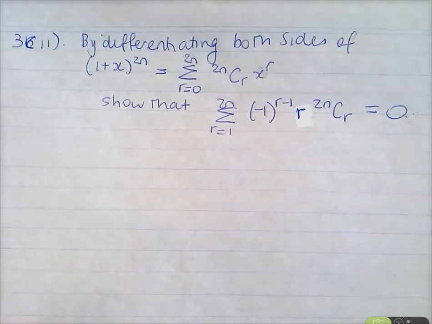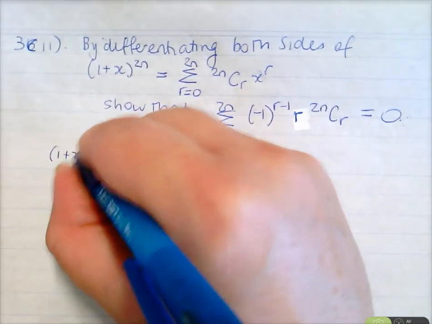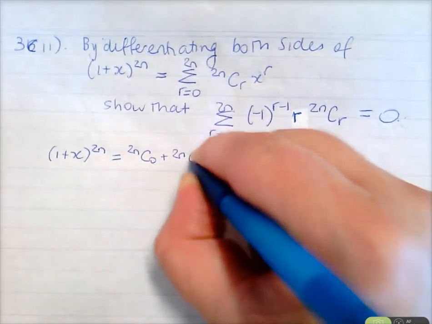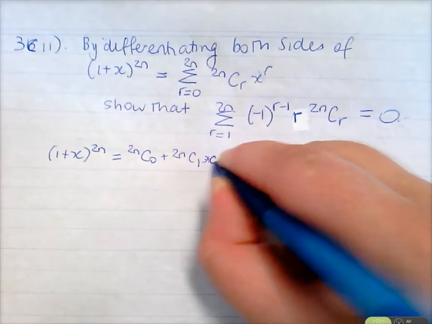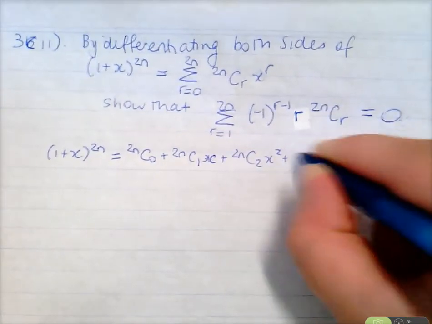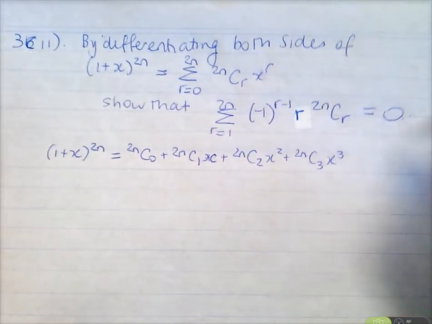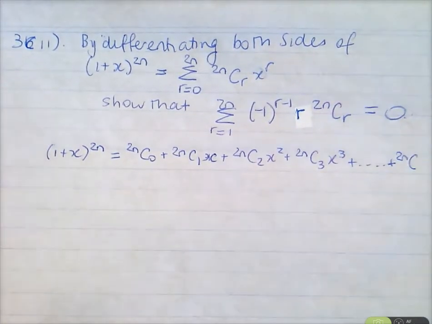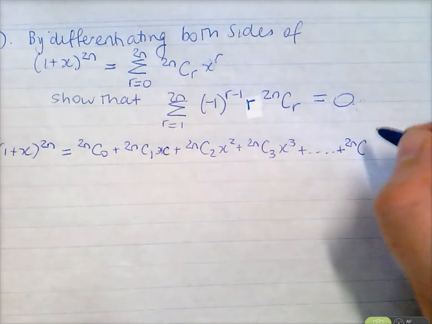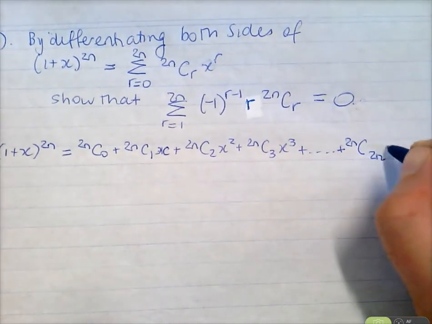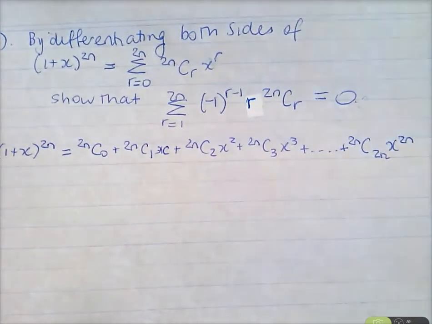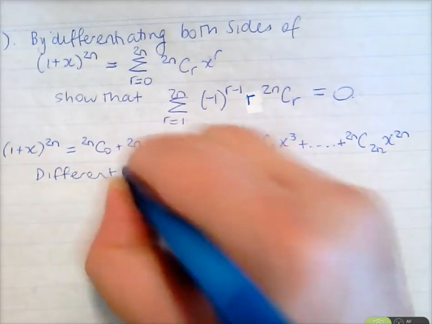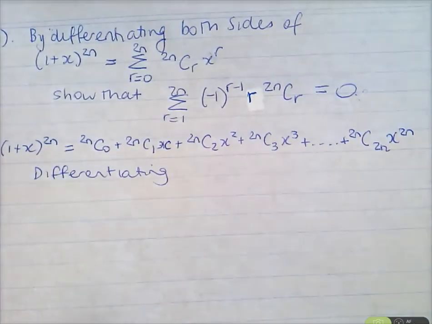So, differentiating both sides. Before you can differentiate both sides, we better write out the expanded form. 1 plus x to the 2n is 2nc0 plus 2nc1 x plus 2nc2 x squared. From now on, we should do the third term, 2nc3 x cubed, plus all the way up to 2nc2n, which would be the last term, x to the 2n. So that is what 1 plus x to the 2n is. Now differentiating both sides, we get, let's go.